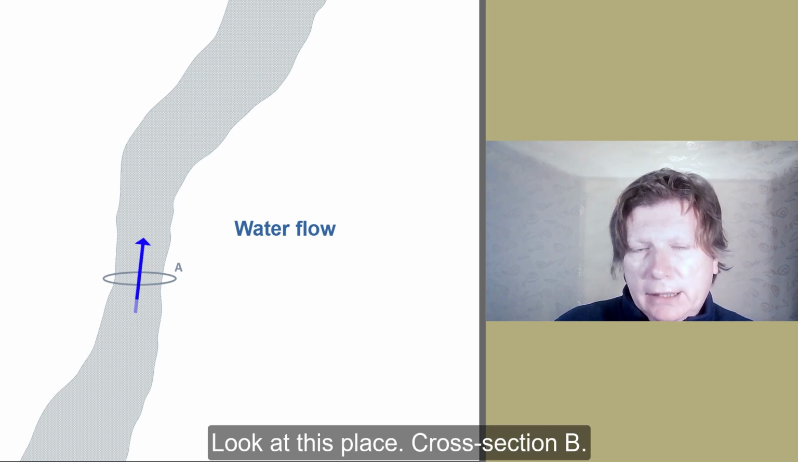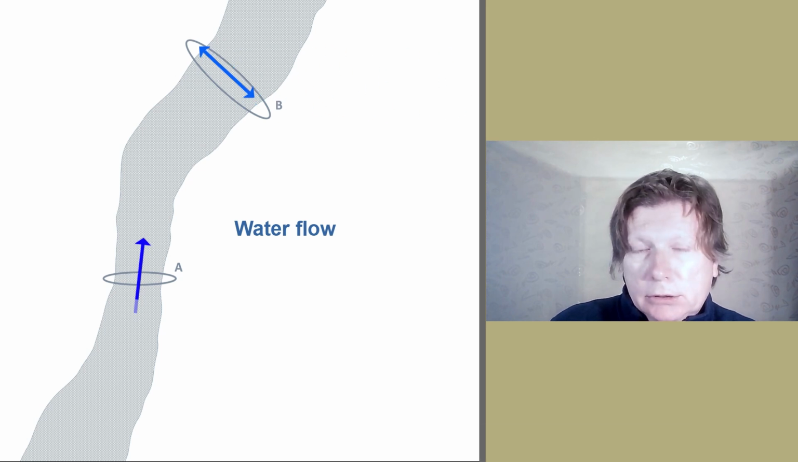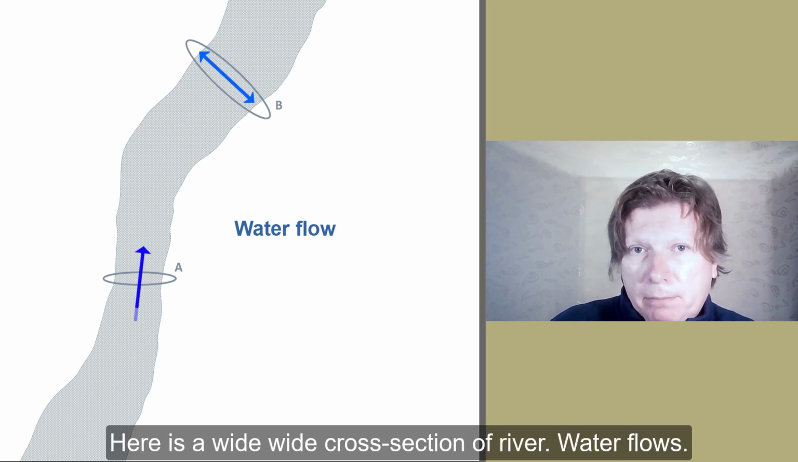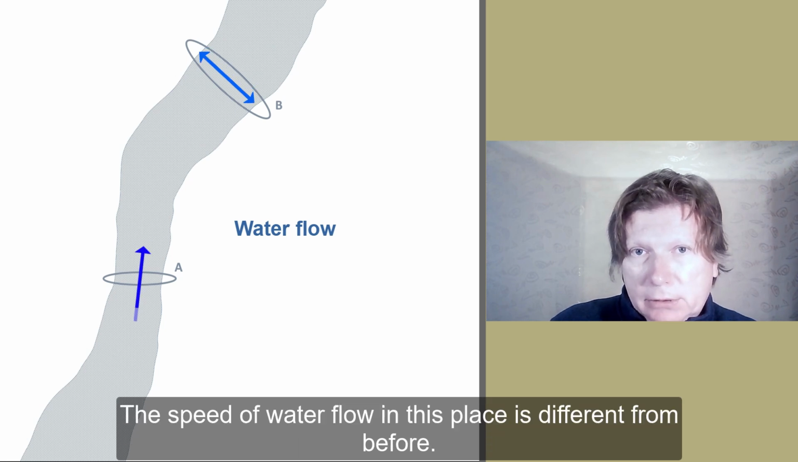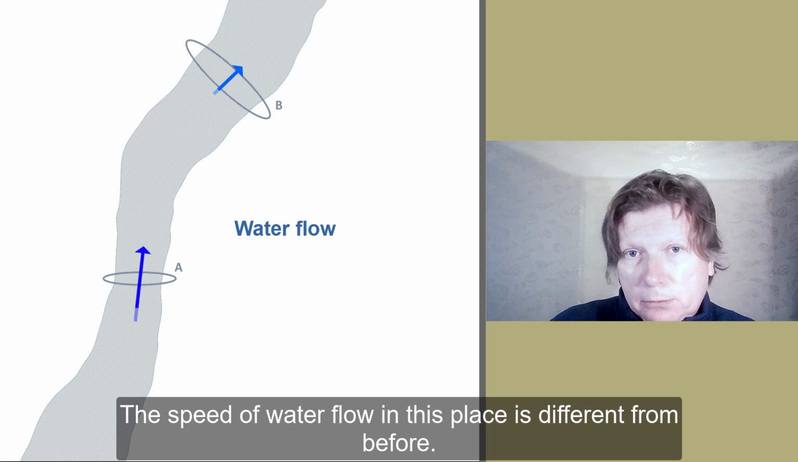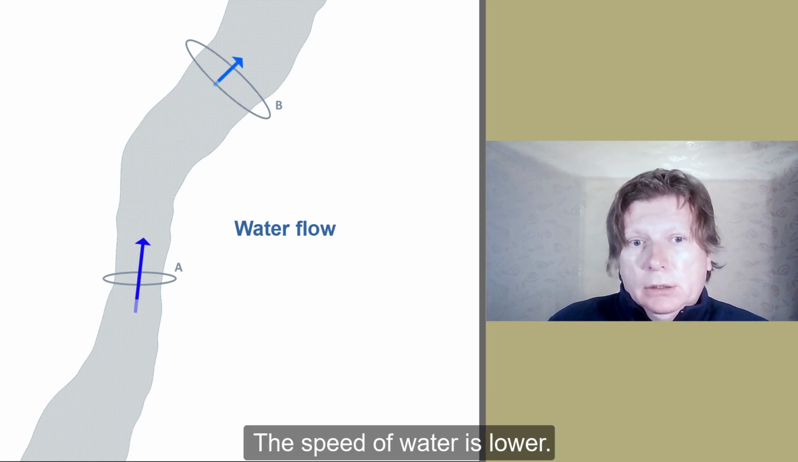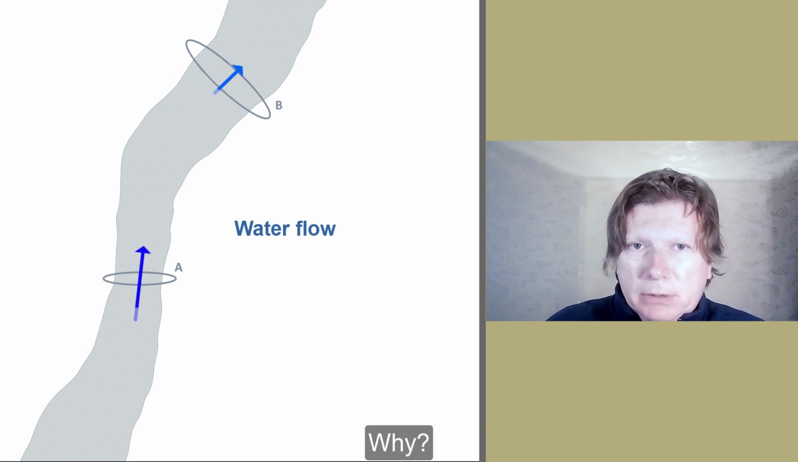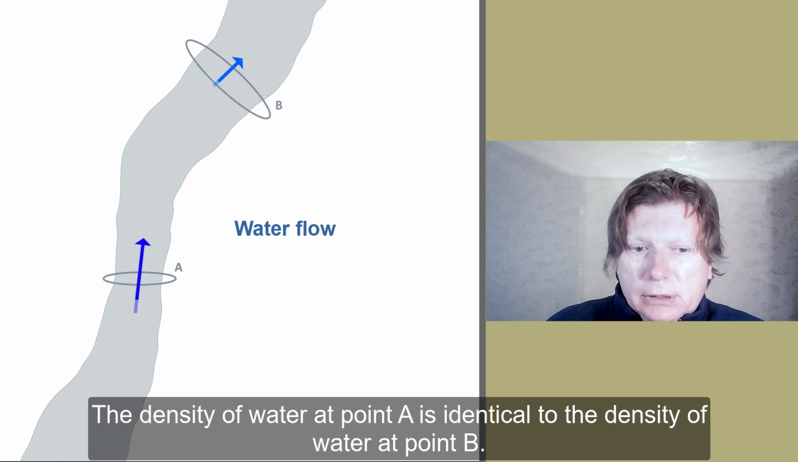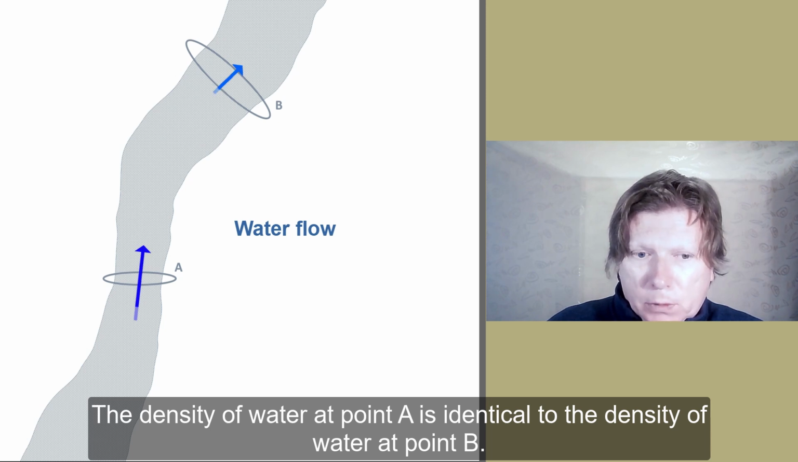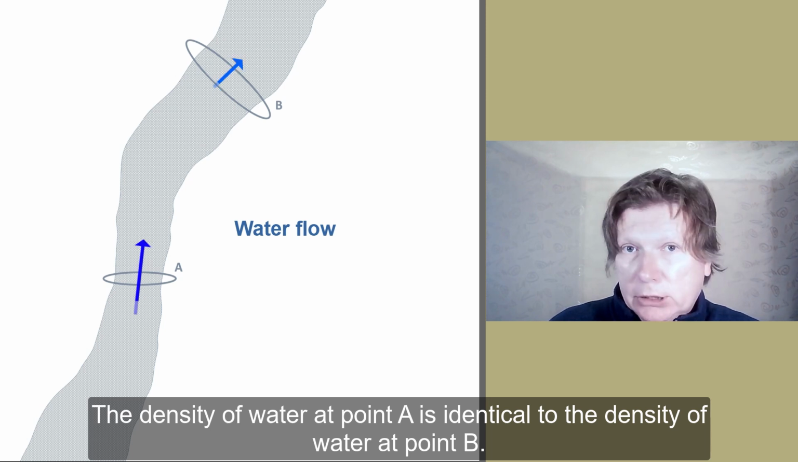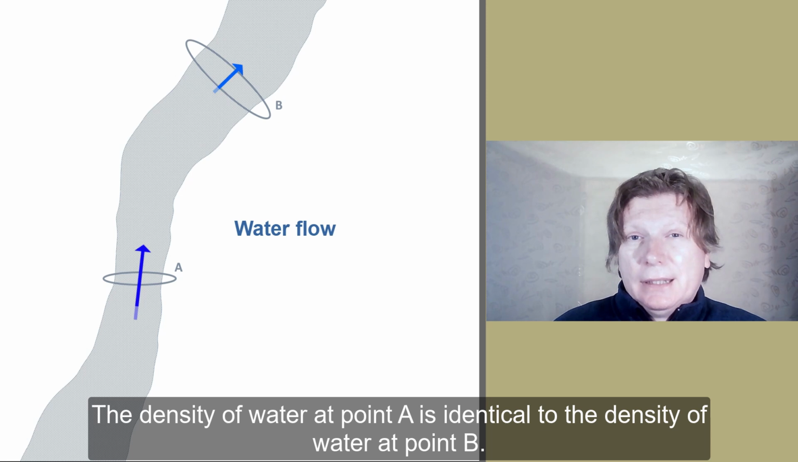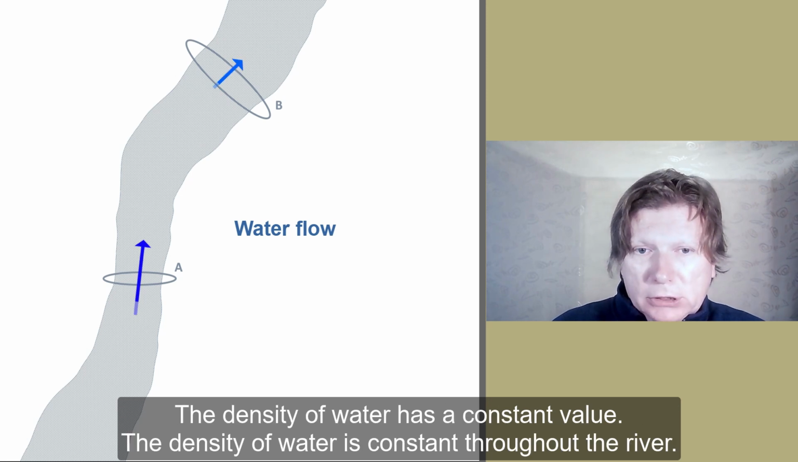Look at this place. Cross-section B. Here is a wide cross-section of river. Water flows. The speed of the water flow in this place is different from before. The speed of water is lower. Why? The density of water at point A is identical to the density of water at point B. The density of water has a constant value.